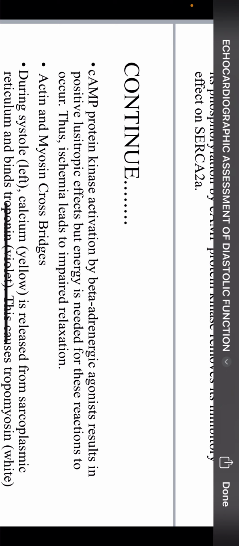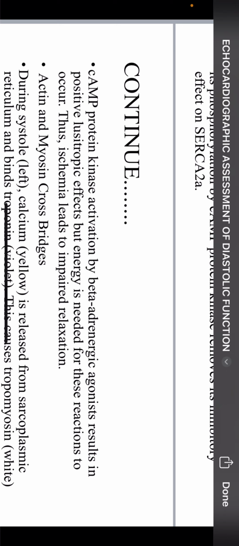During diastole, that is on the right side, active calcium uptake by sarcoplasmic reticulum results in another tropomyosin position shift that shields myosin binding sites on actin from myosin heads. This one has already been said, and this is what they are saying.